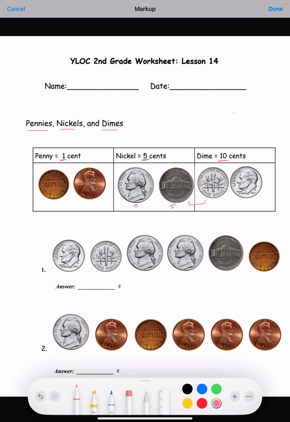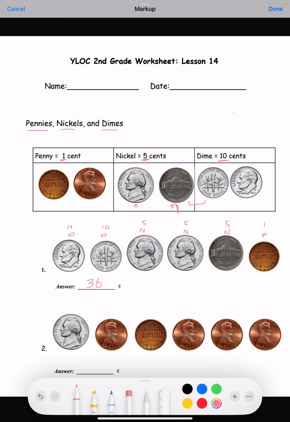And let's try number 1. So the first two are dimes. This is a dime because it looks like the picture at the top. And the next two are nickels. And the other one is also a nickel because it looks like the nickel right here. And the last one is a penny. A dime is 10 cents, a nickel is 5, and a penny is 1. So if you add 10 plus 10 plus 5 plus 5 plus 5 plus 1, you will get what number? When you add all those numbers up together, you will get 36. So that is 36 cents.